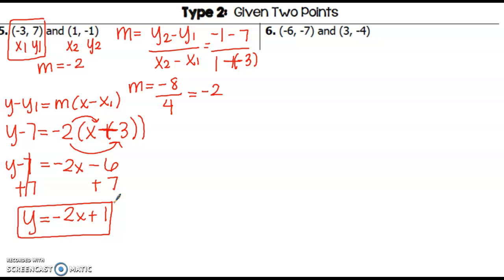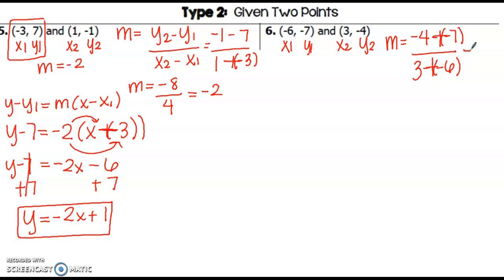Let's look at number 6. Number 6, I am going to look for my slope first. So using this equation that we have here, I'm going to label x1, y1, x2, y2. So my slope is going to be -4 minus a -7 divided by 3 minus a -6. Change this to a plus, change this to a plus, and we have 3/9.